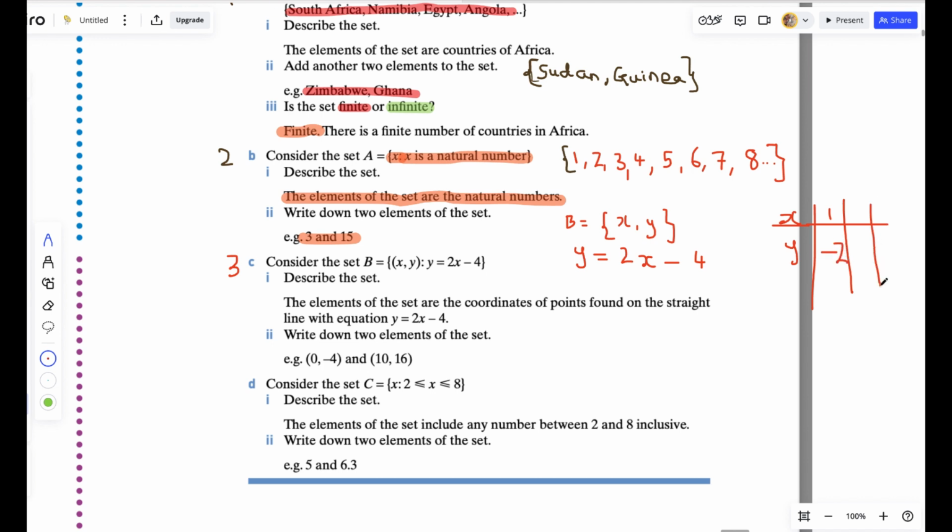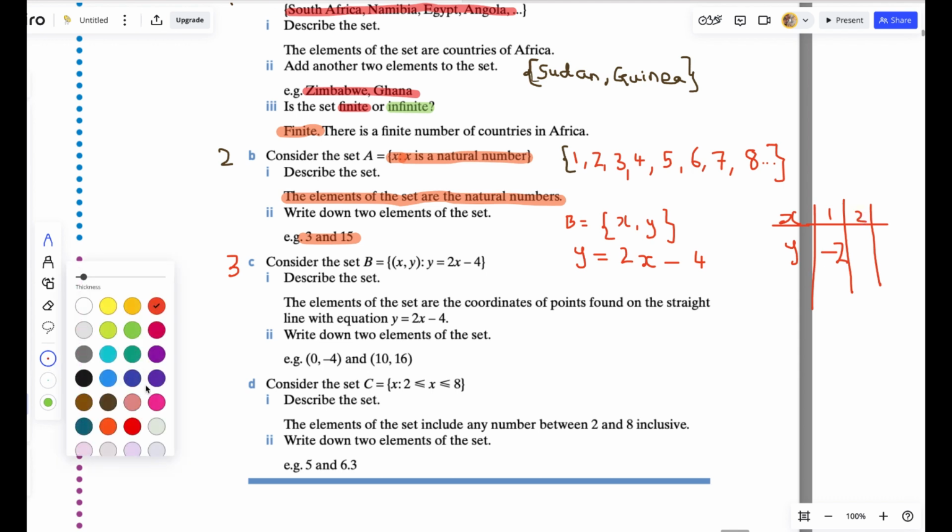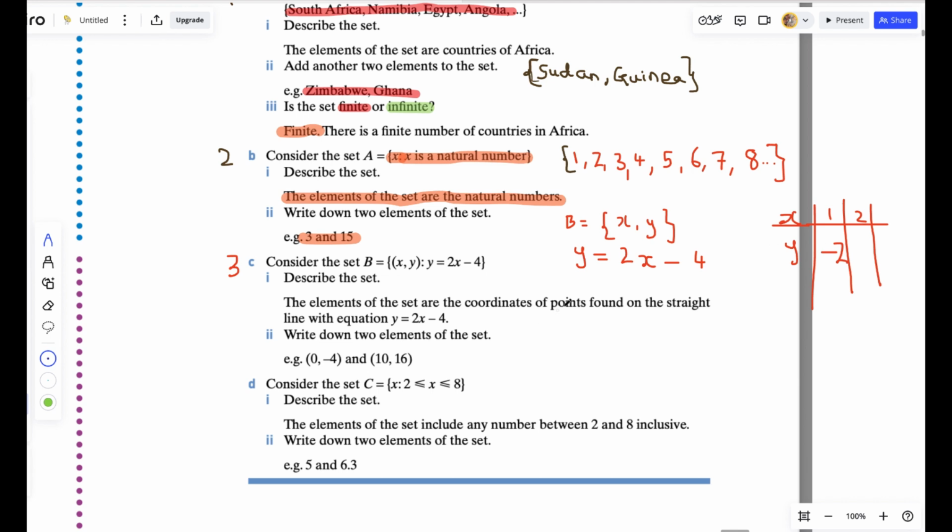Now if we choose 2 for x, our y will be 2 times 2, 4, 4 minus 4, 0. Our y will be 0. If we choose 3 for x, what will be the value of y? You say 2 times 3, because you chose 3 for x, 6. 6 minus 4, you get 2.